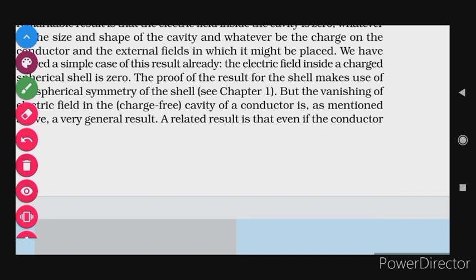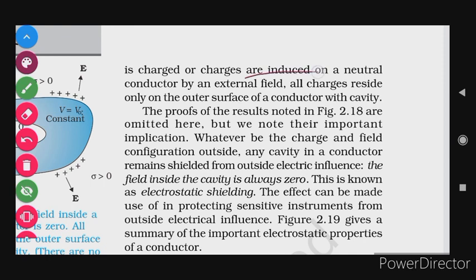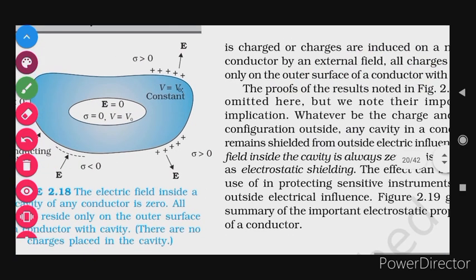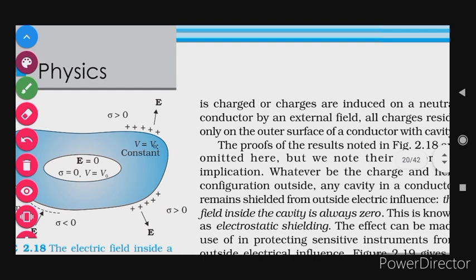A related result is that even if the conductor is charged or charges are induced on the neutral conductor by an external field, all charges reside only on the outer surface of the conductor with a cavity. Okay, you can see from here. If there are charges on this conductor or these charges are induced by an external electric field, this charge will reside outside on the surface of the conductor. This we have already discussed in the previous points.